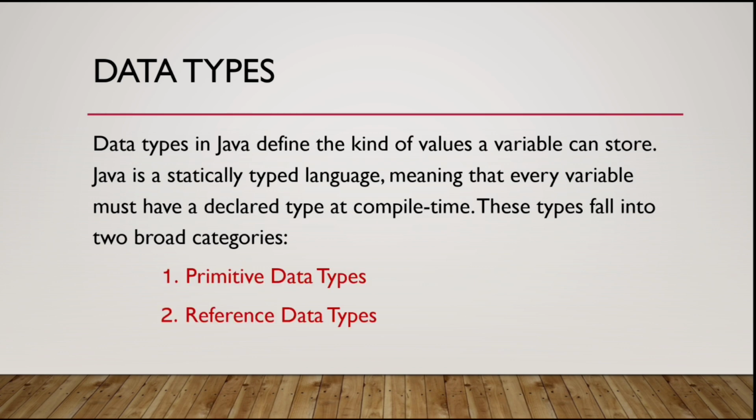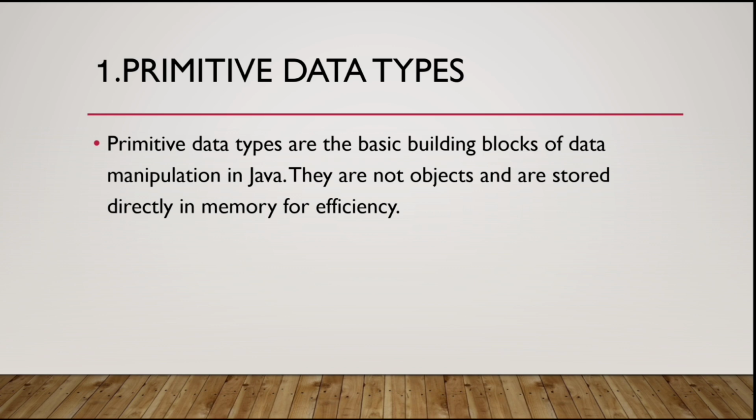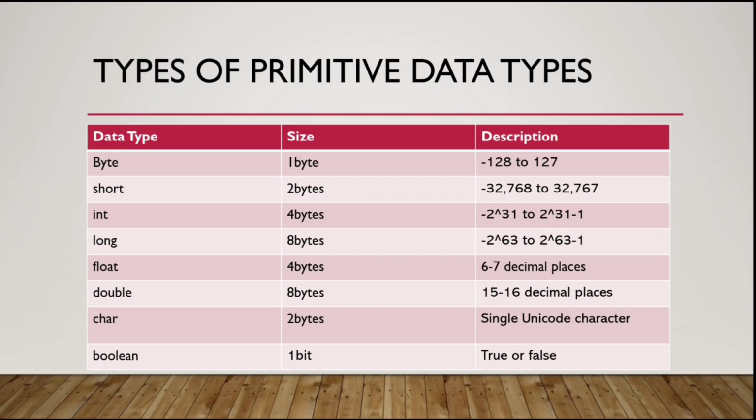1. Primitive data types. 2. Reference data types. Primitive data types. Primitive data types are the basic building blocks of data manipulation in Java. They are not objects and are stored directly in memory for efficiency. Types of primitive data types.